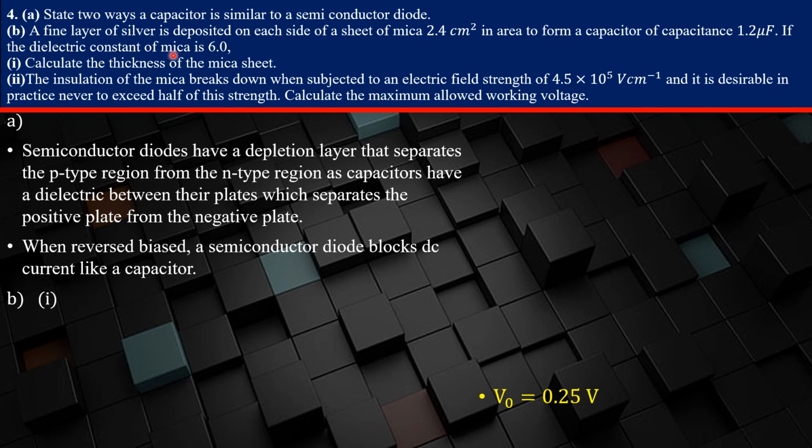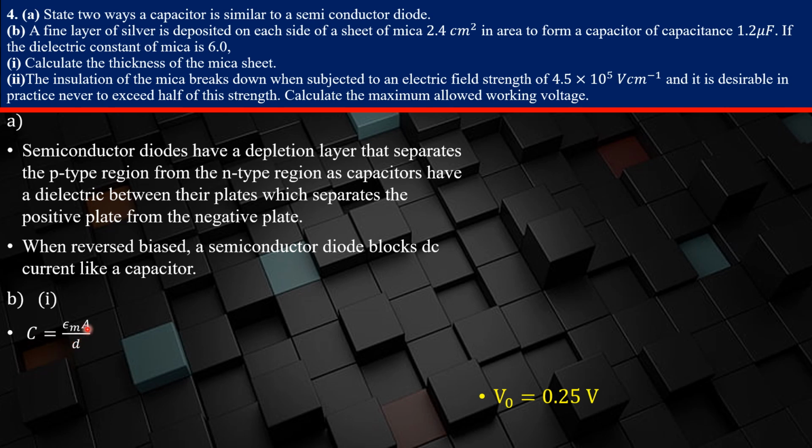B says a fine layer of silver is deposited on each side of a sheet of mica, which is 2.4 centimeters squared in area, to form a capacitor of capacitance 1.2 microfarad. If the dielectric constant of mica is 6.0, calculate the thickness of the mica sheet. Okay, let's do some little work here.